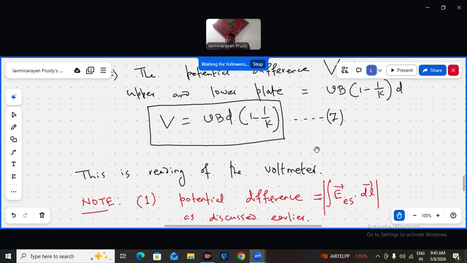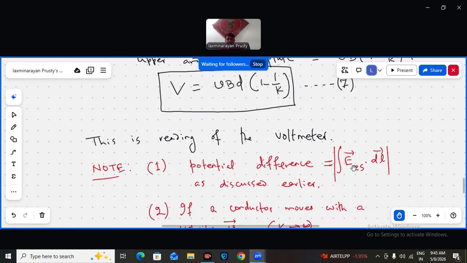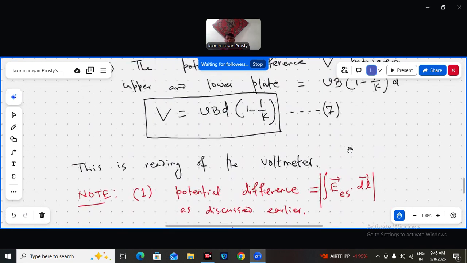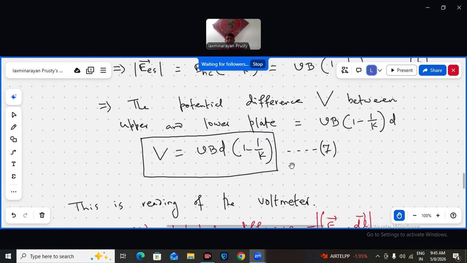Where EMF was V cross B, VBD was here. Suppose this is a metallic conductor, so K will be infinite. So what will the potential difference be? Same as VBD. Suppose there is no medium, so what will K be? K will be 1, so the potential difference will be 0.